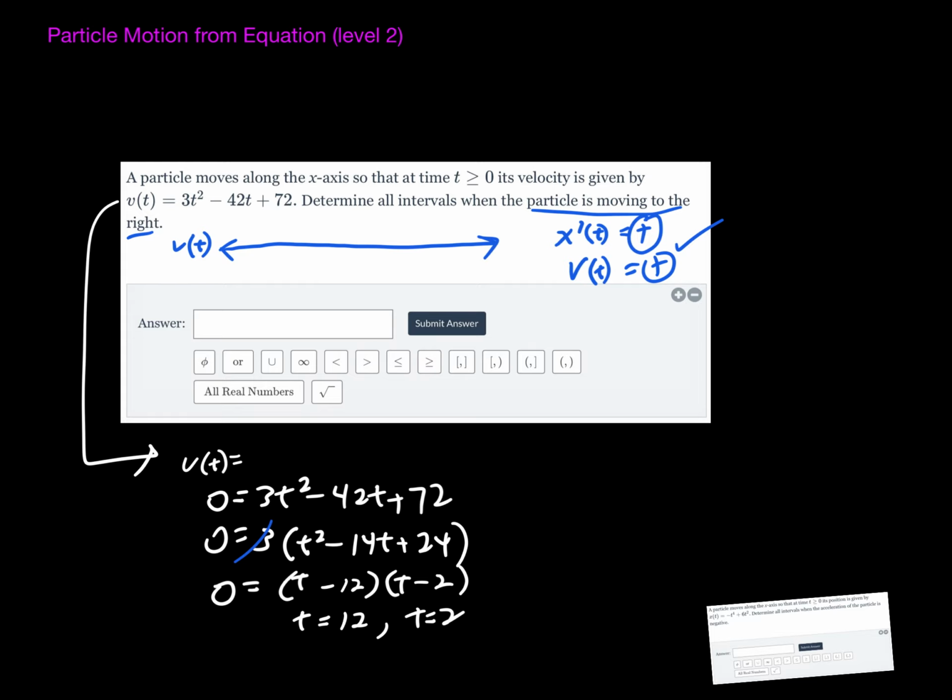All right, well, let's test both of those. Here's what we're going to do. We're going to put on our number line. Let's go back up here. We have a 2 and we have a 12. Since we have 2 of those, it breaks it up into 3 intervals. Let's take a test point in each interval.